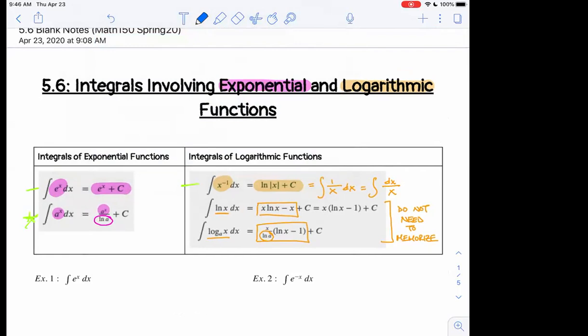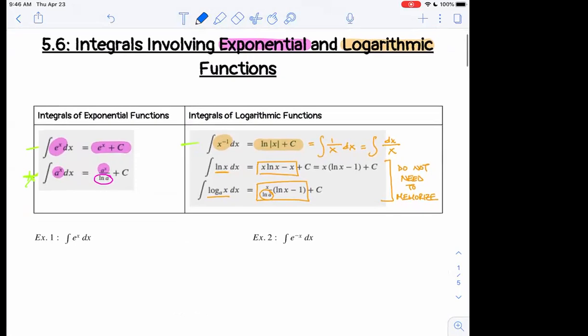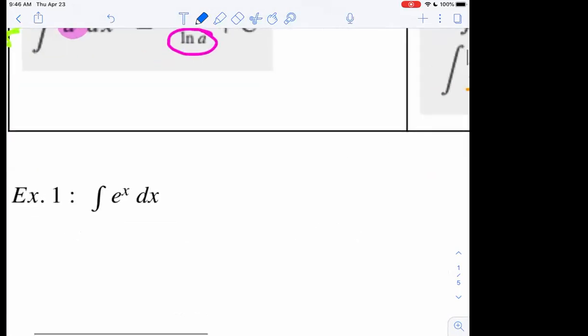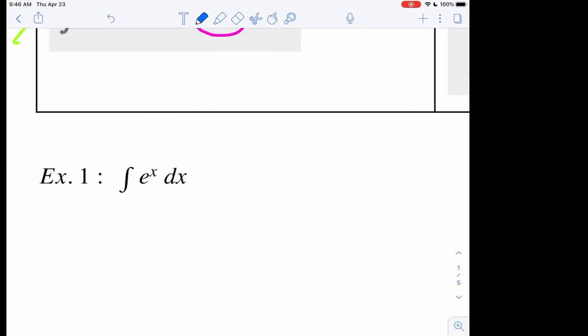All right, so here we go. We're going to walk through a bunch of examples, see how it goes. Feel free to interrupt me and ask some clarifying questions, okay? But we're going to start here with example number 1. So example number 1 says the integral of e to the x dx.